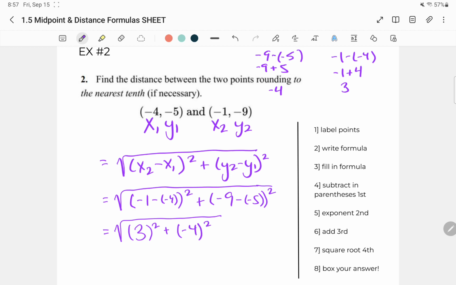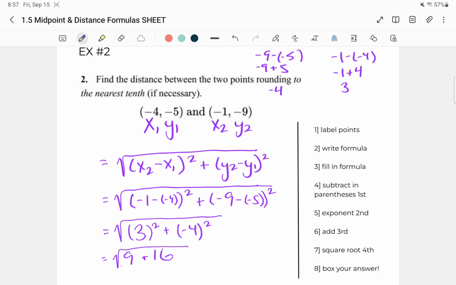Okay. So now I am almost there. I'm going to go ahead and do 3 squared, which is not 6, but 9. And negative 4 squared is not 8 or negative 8. Negative 4 squared is positive 16. Again, 3 squared is 3 times 3, which is 9. And negative 4 squared is negative 4 times negative 4, which is positive 16.